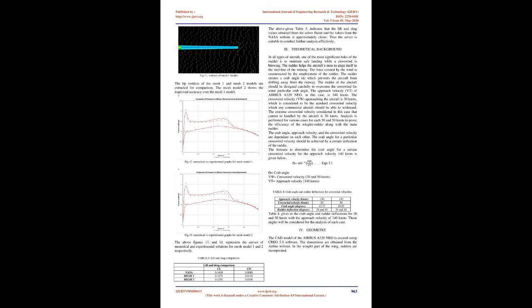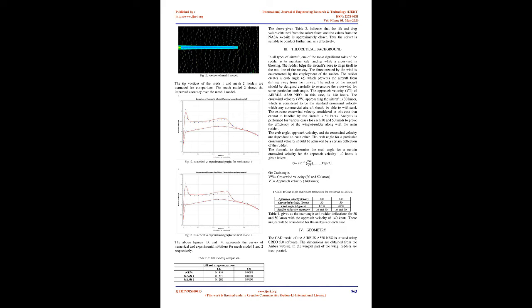3. Theoretical background. In all types of aircraft, one of the most significant roles of the rudder is to maintain safe landing while a crosswind is blowing. The rudder helps the aircraft's nose to align itself to the midline of the runway. The force created by the wind is counteracted by the employment of the rudder. The rudder creates a crab angle, which prevents the aircraft from drifting away from the runway. The rudder of the aircraft should be designed carefully to overcome the crosswind for some particular crab angle.